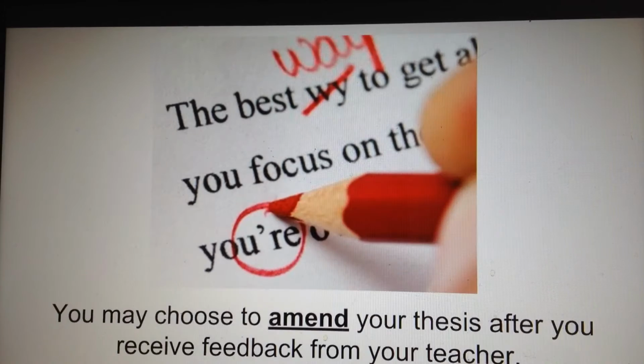Let's look at your sentence example. You may choose to amend your thesis after you receive feedback from your teacher. Okay. So again, here amend means change slightly. Thesis is your claim statement in your essay, what you're going to try to prove. And sometimes you might come up with an idea for an essay and you share it with your teacher, and the teacher might give you some suggestions or ideas, and so you might choose to change your thesis slightly. You wish to amend it.